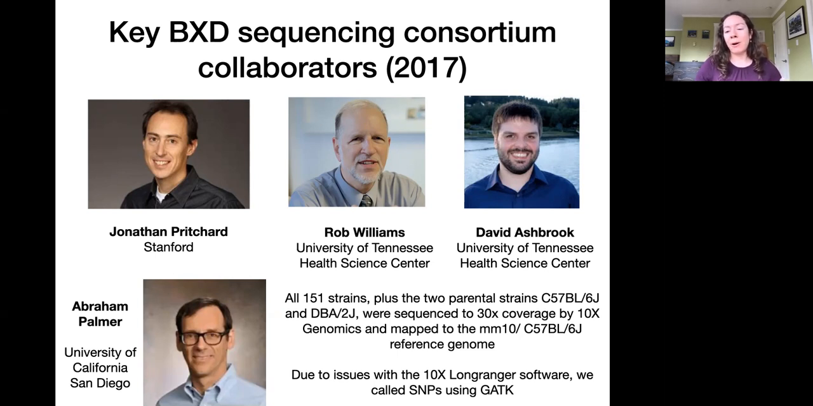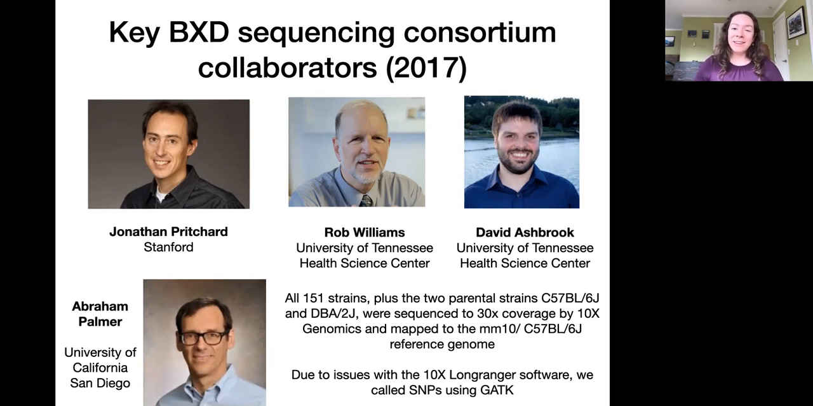But together with Rob Williams, who is the founder of one of the later strains, and currently houses a bunch of these mice at the University of Tennessee Health Center, as well as Abe Palmer, who started working on these when he was up at the Jackson labs, basically, we all got together to form a little consortium to sequence all the B by Ds to 30x coverage.